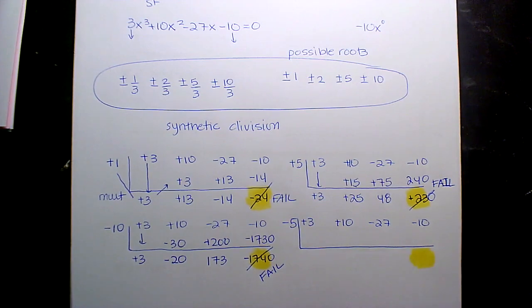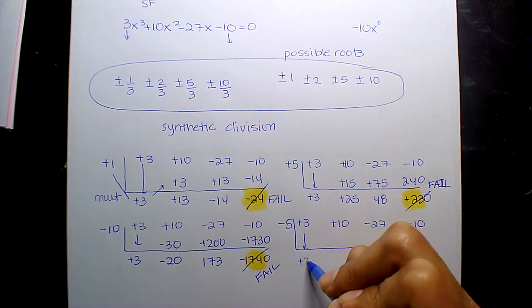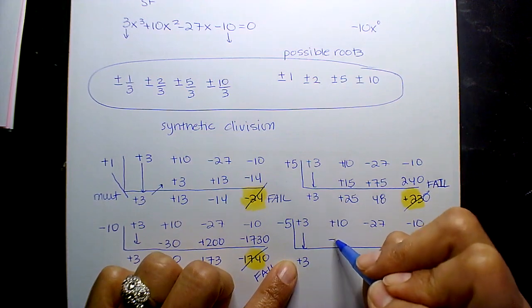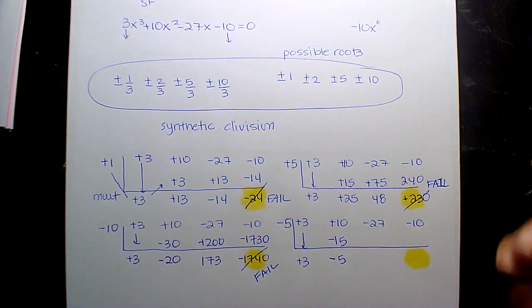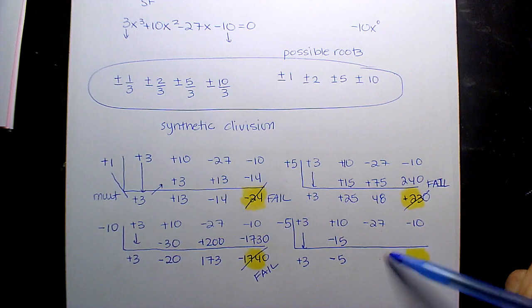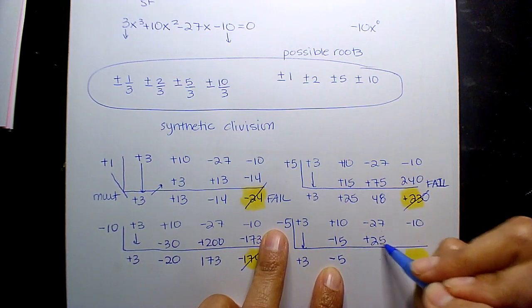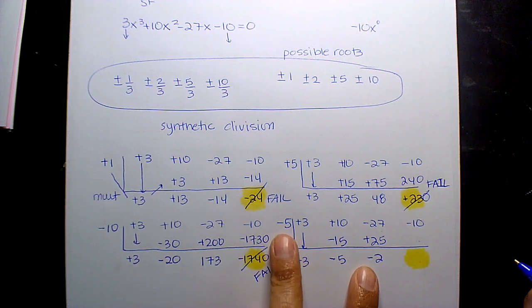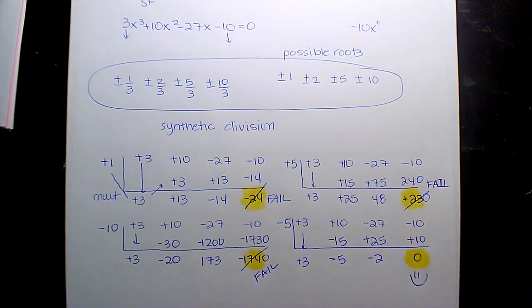Okay, and so this one should work. Yeah? Okay, bring the 3 down. Negative 5 times 3 is negative 15. 10 minus 15 is negative 5. And see, it's going to work. Can you guys see? You're going to get 25, you're going to get 2, and there's your 10, and there's your 0. Okay, positive 25, negative 2, negative 10, negative 2, positive 10, there's my 0, perfect.